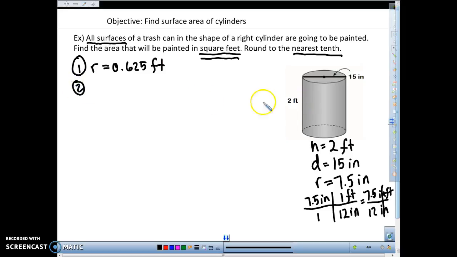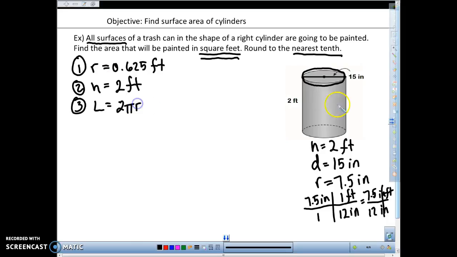Step 2 was initially given to us, find the height of the cylinder. Here our height is 2 feet, easy enough. And step 3 is to calculate the lateral area. Remember, the lateral area is just the outside or the side of the cylinder, the curved area. And we can calculate this by taking the circumference of our base, which is 2 pi r, and then multiplying that distance by its height, and that will give us the lateral area.